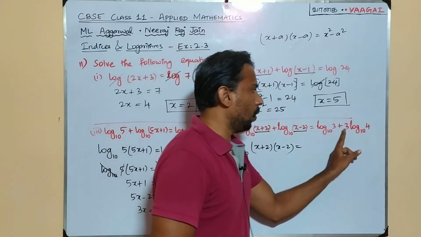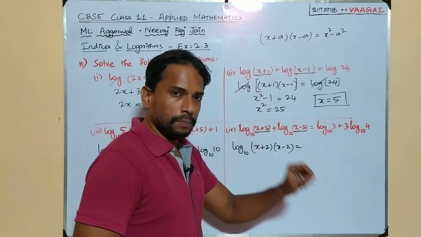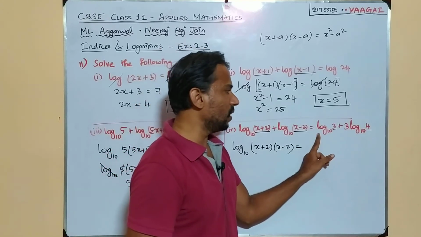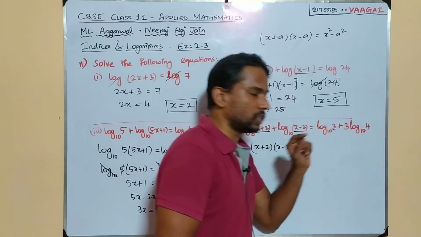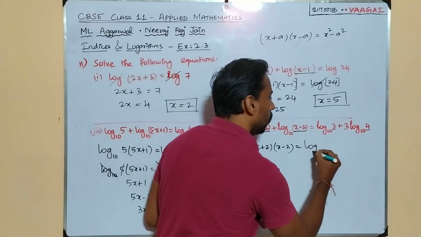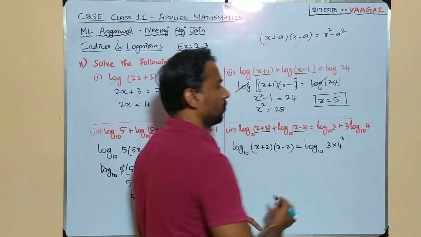Is it or not? So I will bring this 3 to the power of 4 here, and simultaneously I will use the product rule. Okay. So now what happens? Here we will have log 3 to the base 10 plus log 4 cube to the base 10. Do you understand that? Yes, I hope it is clear to you. So what happens? We will have log 3 into 4 cube to the base 10. This is what we will have.